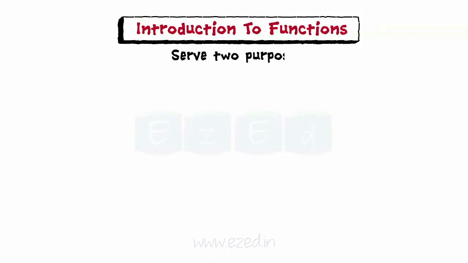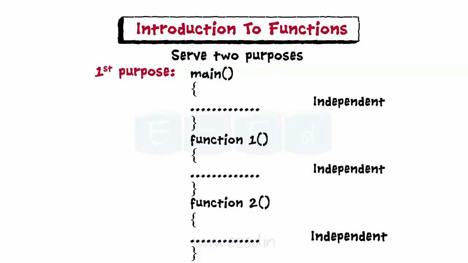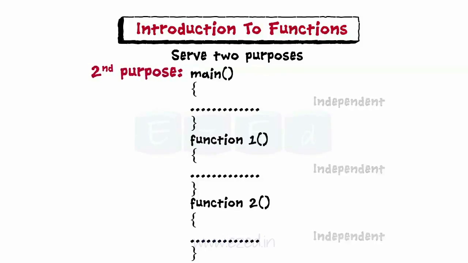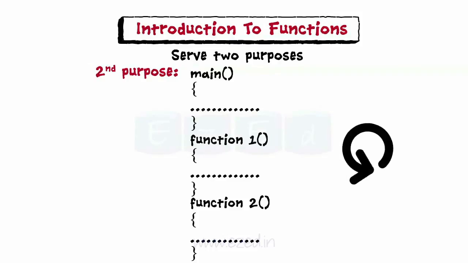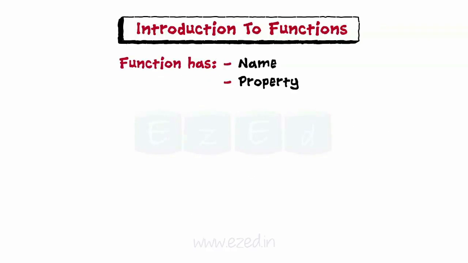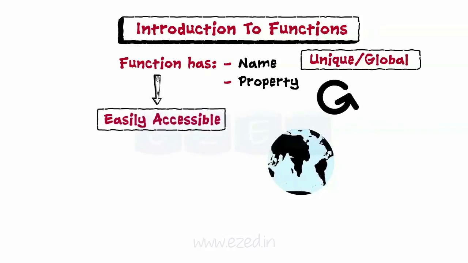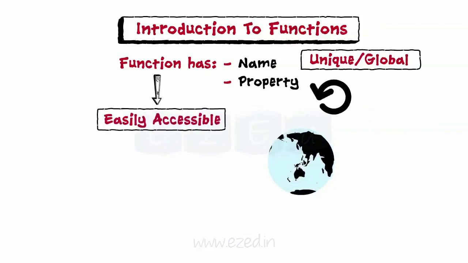Functions serve two purposes. Firstly, they allow a programmer to develop modules independently of other modules. Second, they make a block of code reusable, since a function can be reused in many different programs. A function is a block of code that has a name, and it has a property that is reusable. The name of the function is unique in a C program and is global. It means that a function can be accessed from any location within a C program.